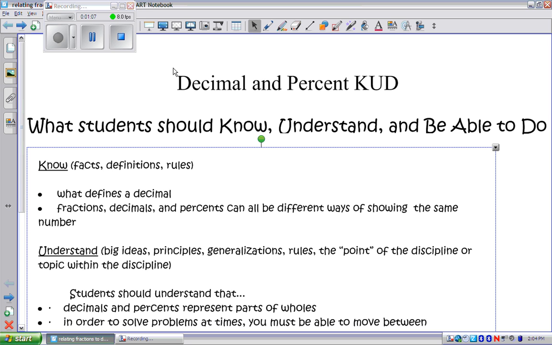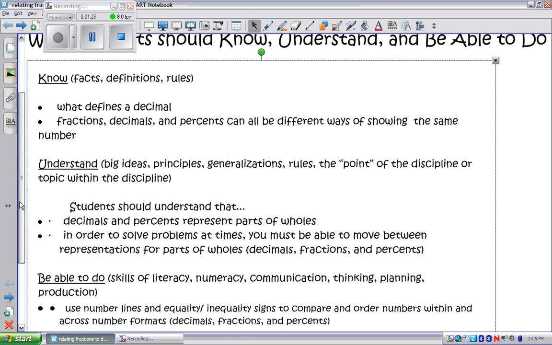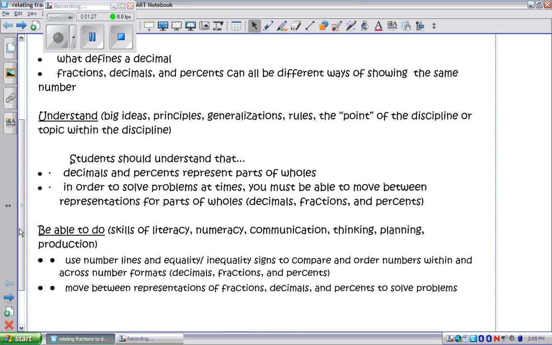All right, so here's our KUD for the lesson. I want you guys to know what defines a decimal, that fractions and decimals can all be shown in different ways, but they're the same number. I also want you to know that decimals represent parts of wholes, and in order to solve problems, you need to be able to move between the representations.